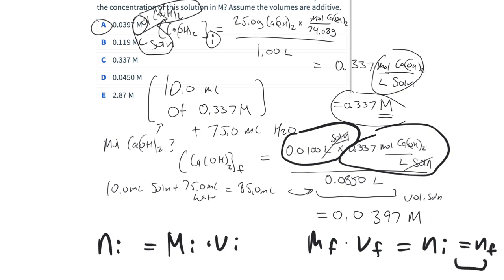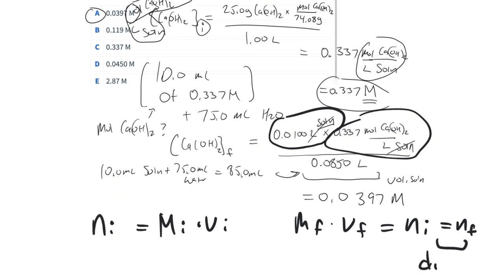So this is true when we're just doing a dilution. Just by adding water, we're not changing the moles of solute. So do you see how MiVi equals n, MfVf equals n, therefore MiVi equals MfVf? The two molarities times their volumes are equal to each other. If we know this equation and know when to apply it, we apply it in problems of dilution, where we're just adding water to a solution and changing the concentration.